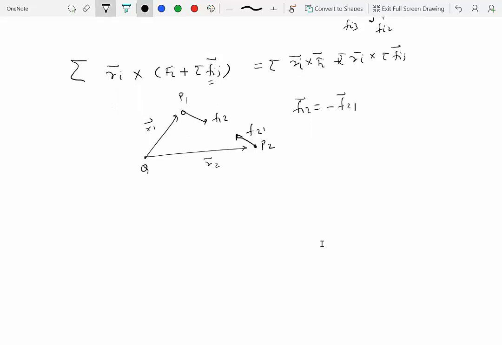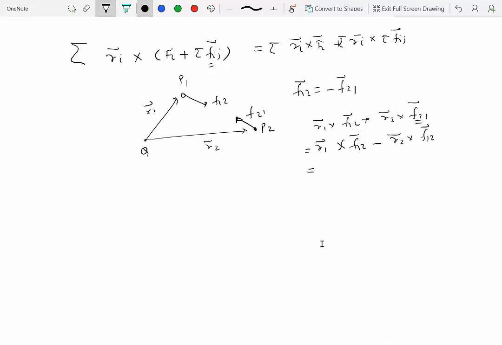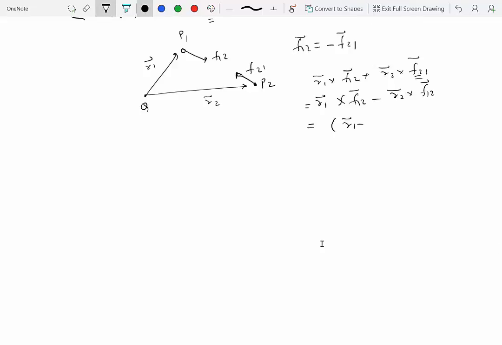So this quantity for two forces would be R1 cross F12 plus R2 cross F21, right? This is just for these two forces. So this is R1 cross F12 minus R2 cross F12, because F21 is equal to minus F12. So this is actually (R1 minus R2) cross F12.